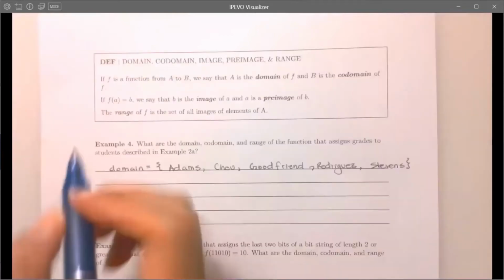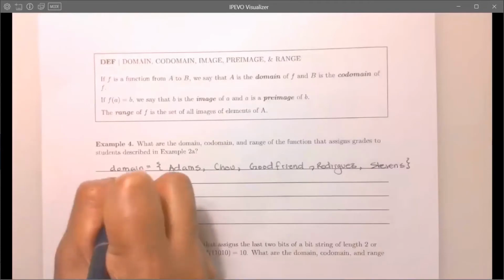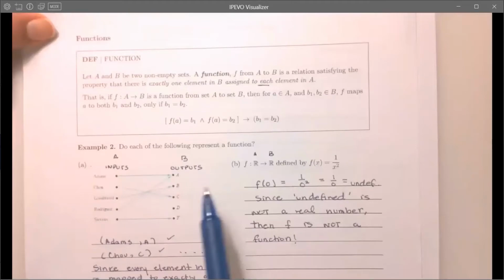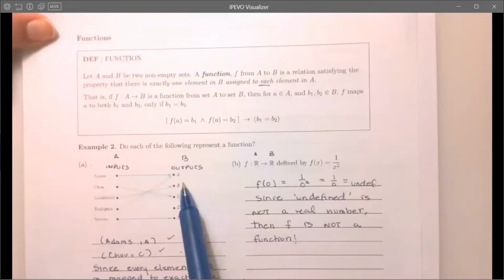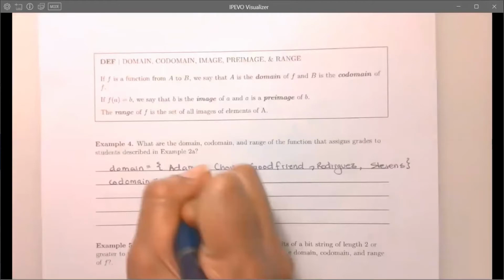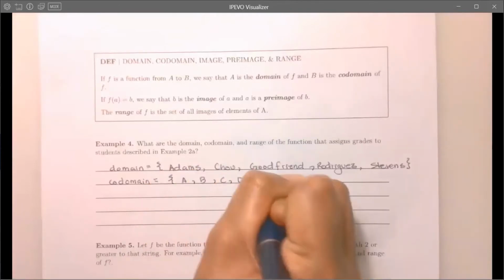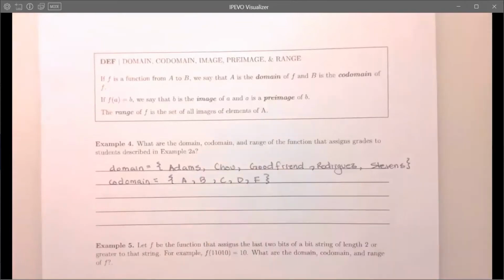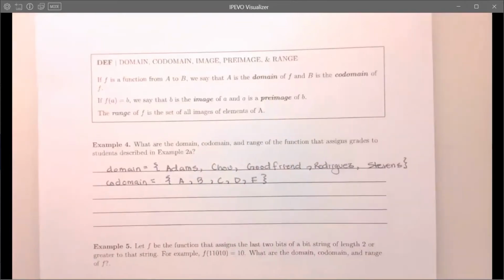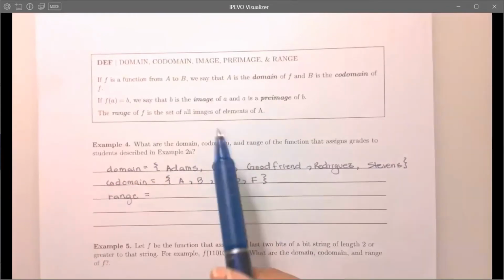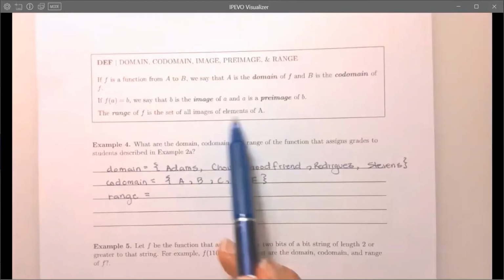Okay, so we have our domain. Now, codomain, remember, is the set of all possible outputs. So all possible letter grades would be A, B, C, D, F. And finally, the range. Well, what is the range? The range is a set of all images of elements in A.